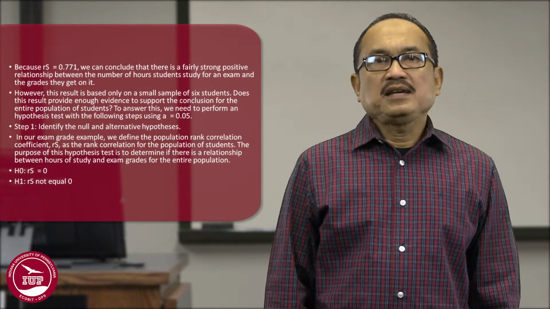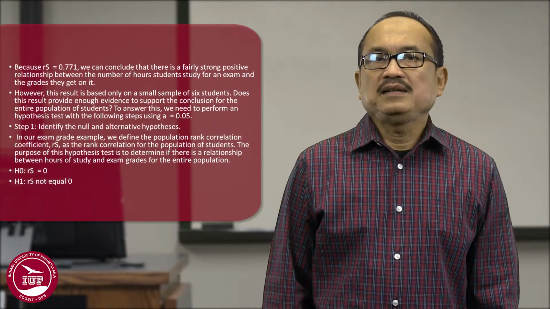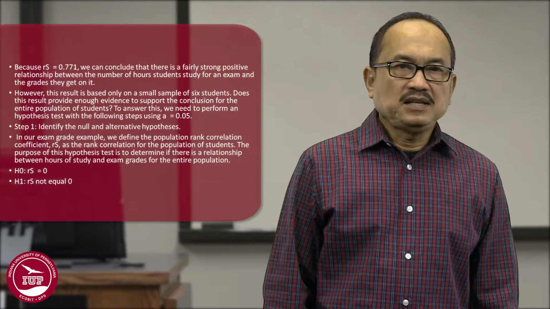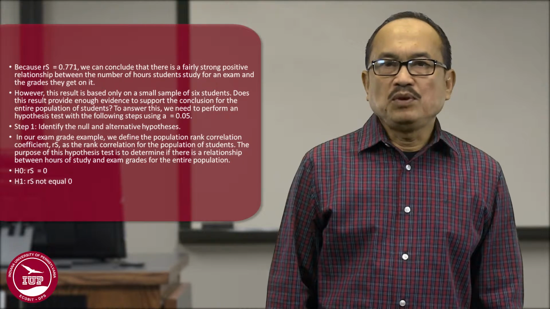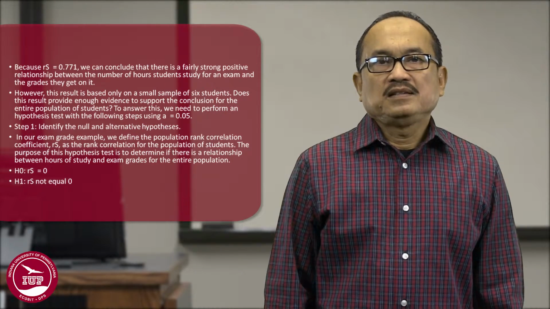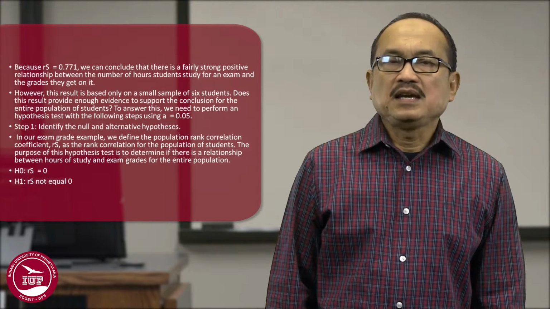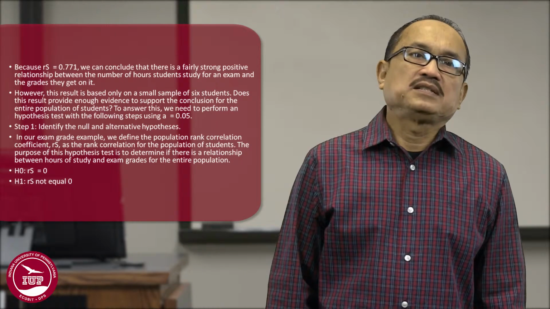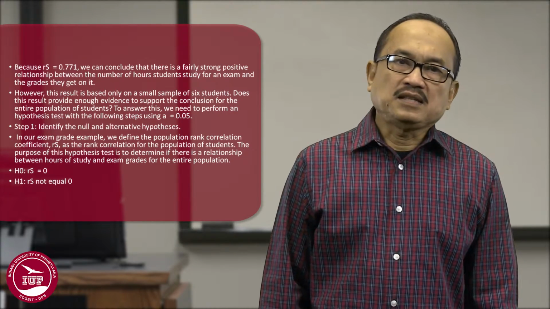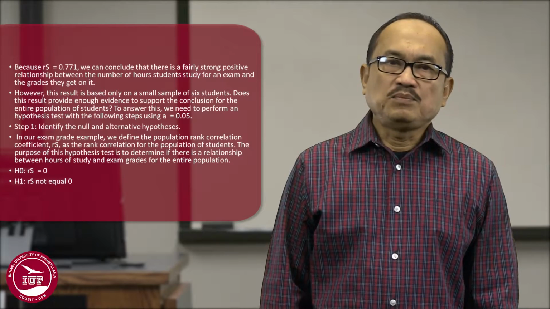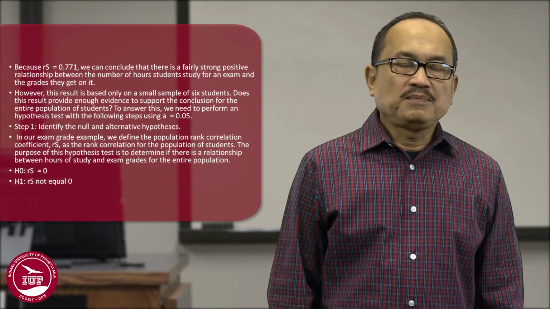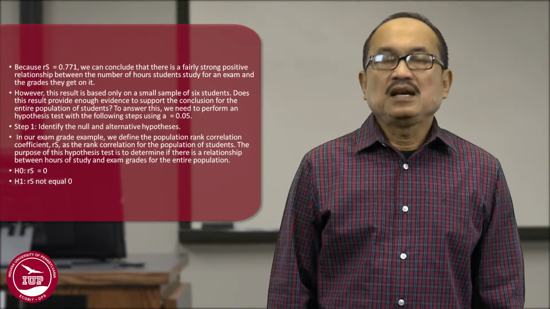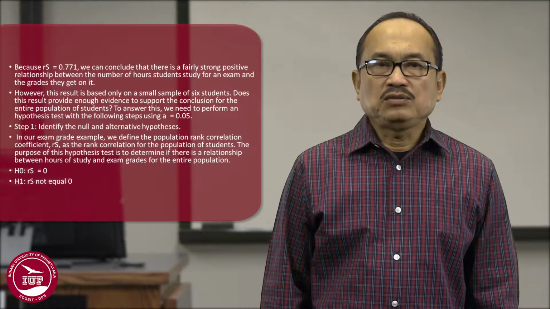In our exam grade example, we define the population rank correlation coefficient rs as the rank correlation for the population of students. The purpose of this hypothesis test is to determine if there is a relationship between hours of study and exam grades for the entire population. Therefore, null hypothesis: rs equals 0, and alternative hypothesis: rs not equal to 0.